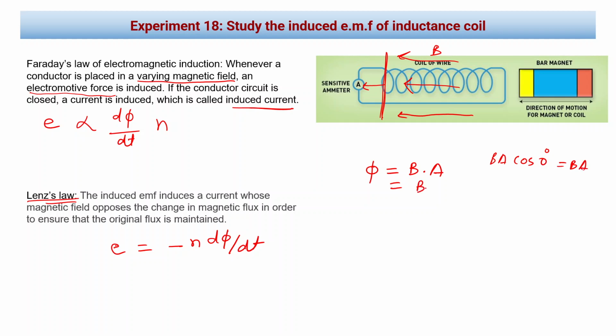So magnetic flux will be BA. Thus EMF induced will be minus d by dt of NBA. Now for a long coil, we have an inductor coil which has length L, say, and the current flowing through this, let's call it I, and it has N number of turns, let's say.